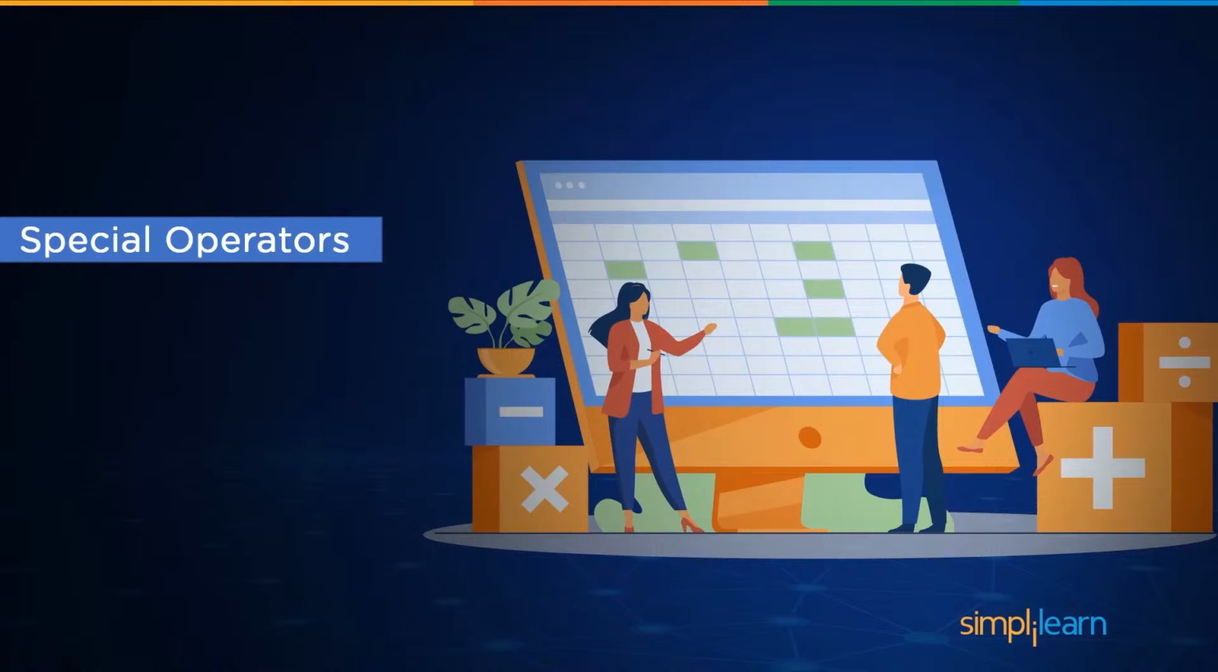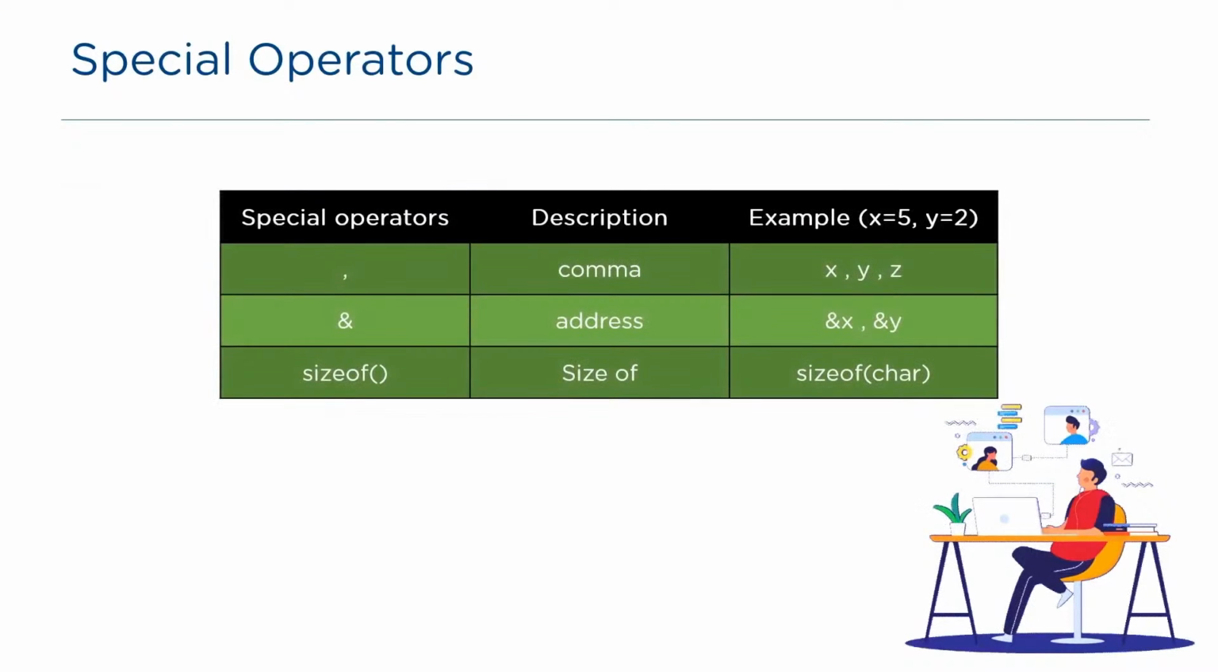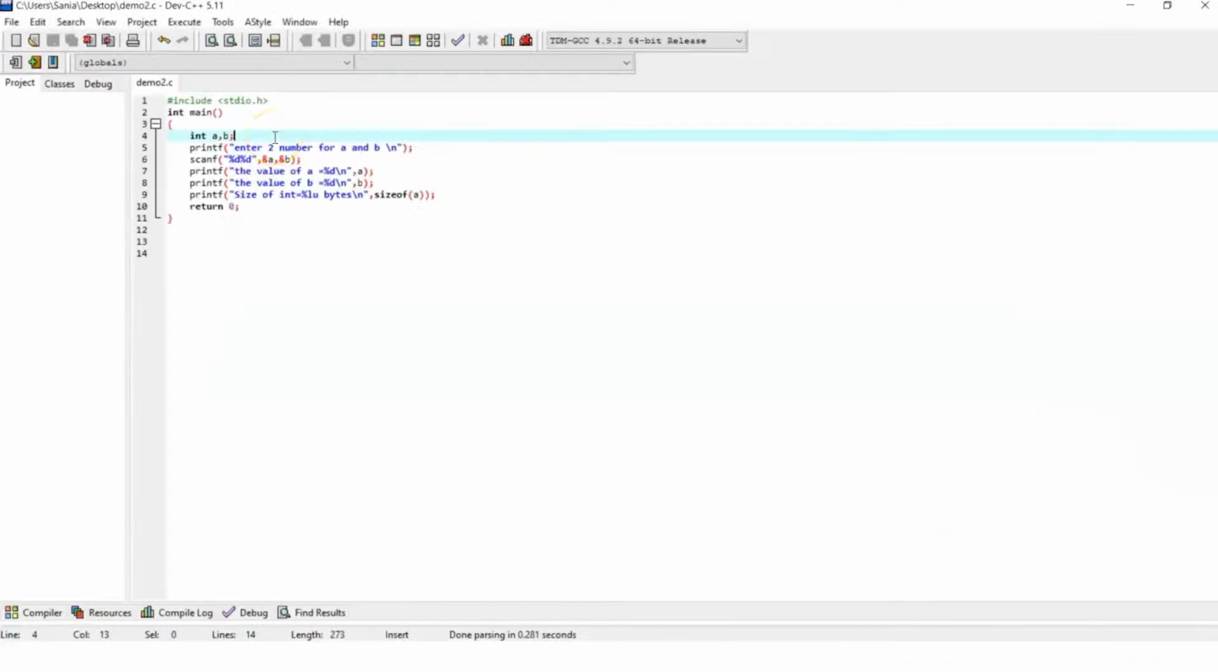Now let's see how the special operators work. Some special operators in C programming are comma, address and sizeof. Now let's execute the program using special operators. So in this particular program, a comma operator is used while declaring variables. Next, the ampersand symbol represents the address operator to fetch the memory address of a variable, and the sizeof operator is used to know the size of data types occupied in memory. Let's run it.